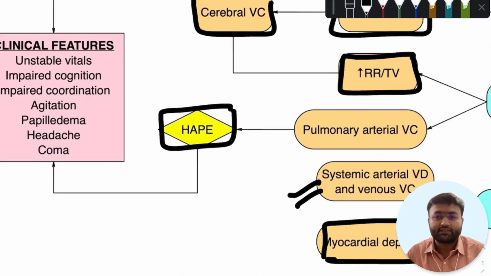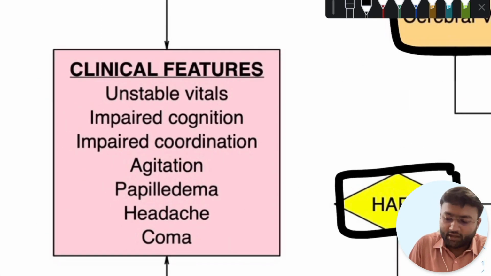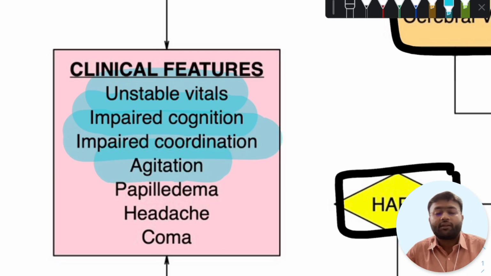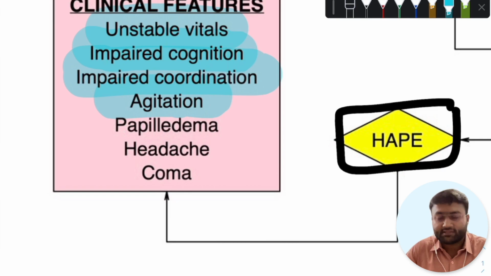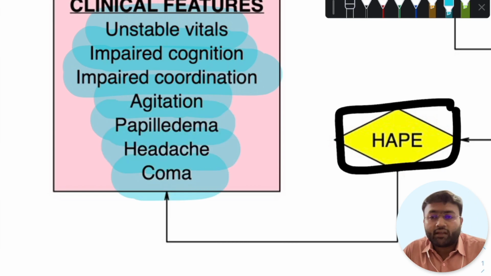Then the clinical features in any patient who presents to you with hypoxia generally has unstable vital signs along with impaired cognition and coordination. Along with that, the patient is agitated. Remember, when a patient is having hypoxia, agitation is present, whereas when the CO2 value is elevated, that is hypercarbia is present, generally the patient is obtunded. Along with that, when hypoxia is sustained, it will give rise to papilledema, headache, as well as coma can result.